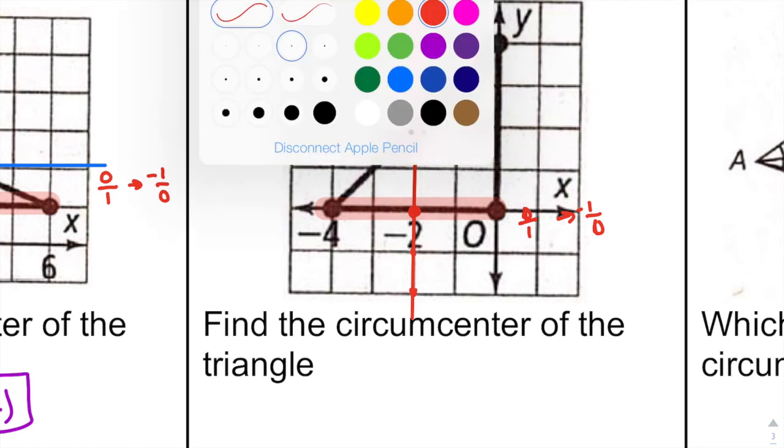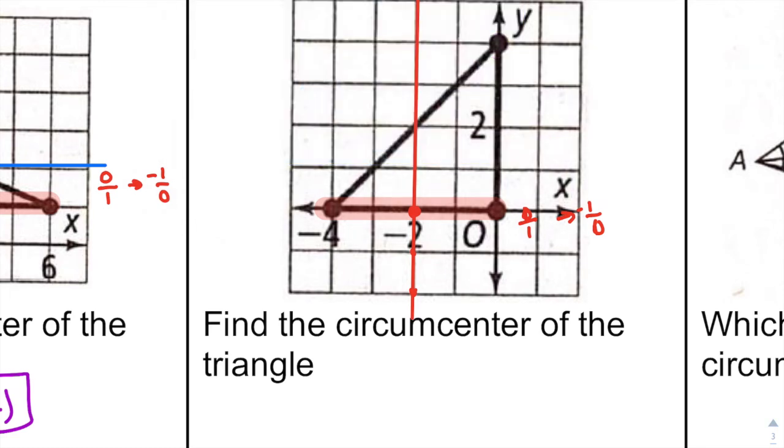And then for our vertical side, find that halfway point. 1, 2, 3, 4. Half of 4 is 2. And then because that's a vertical line, has a slope of 1/0, I'm going to go with negative 0/1 as our slope. So there is the perpendicular bisector. And our circumcenter lies at negative 2, 2.